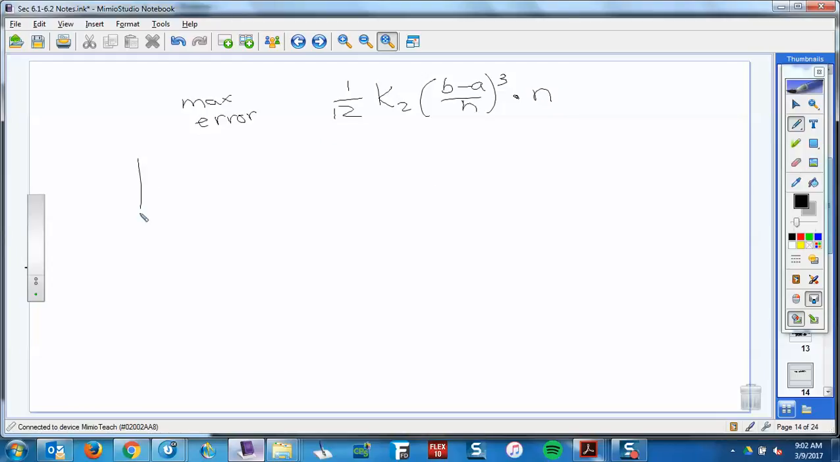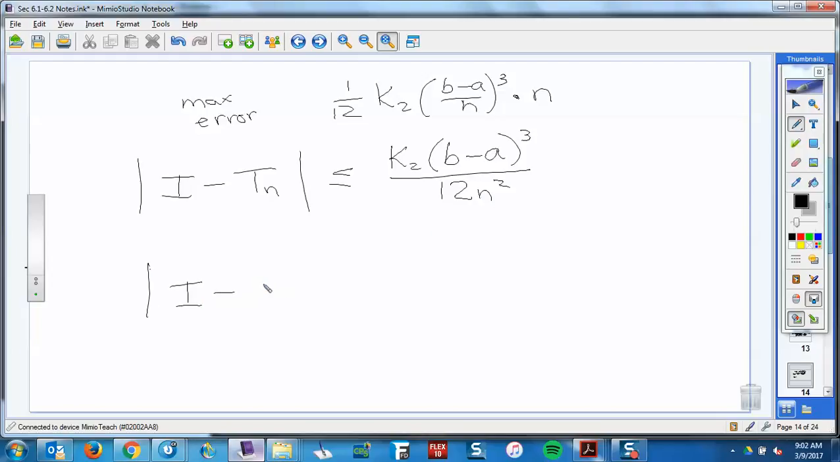Why did you put minus a in place of the h? h was 0 to h. That was one width. Another way of writing one width is b minus a over n. So what do we get? Our max error is going to be, on top, K2 times b minus a cubed over 12n squared.